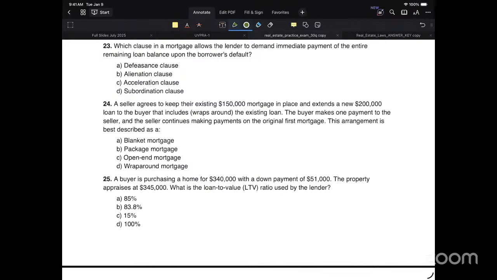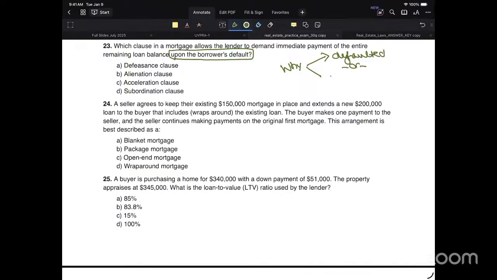So, which clause in a mortgage allows the lender to demand immediate payment of the entire remaining loan balance upon the borrower's default? We know the key here is upon the borrower's default. There's 2 clauses that we often talk about, where, because of this clause, borrower, pay us everything now. The question really becomes with those 2 clauses is why? Why are they paying everything now? Is it because they defaulted?